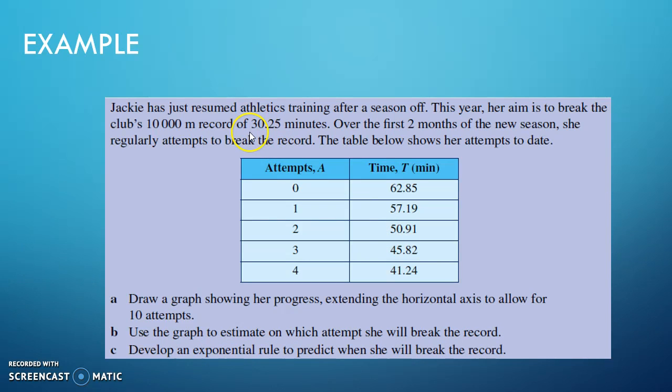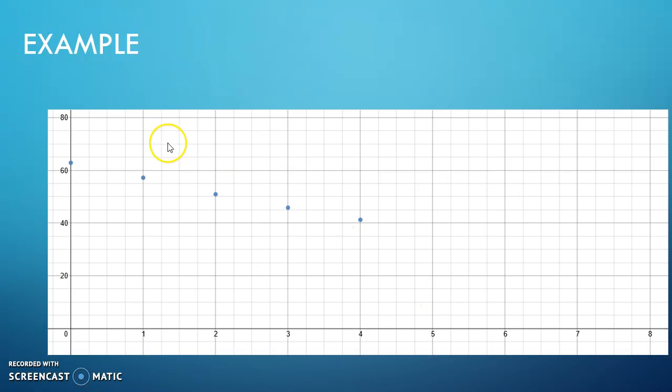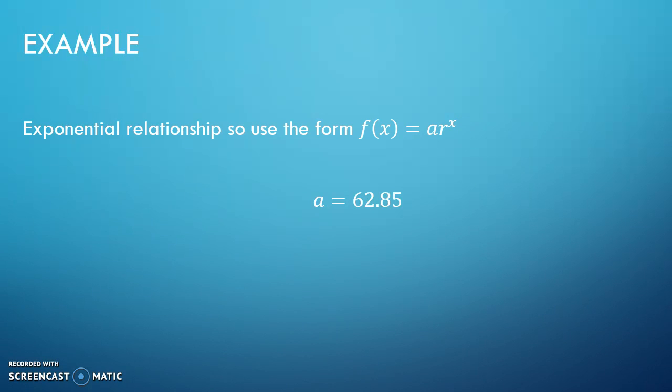The record for 10,000 meters is 30.25 minutes. These are her trials, her attempts and her times. We're going to come up with a rule to match up the number of attempts with the time. If we just plot those, you can see again we've got a slight exponential decaying function, like so. And we want to get that relationship. What is the relationship between the number of trials and the time that she's doing?